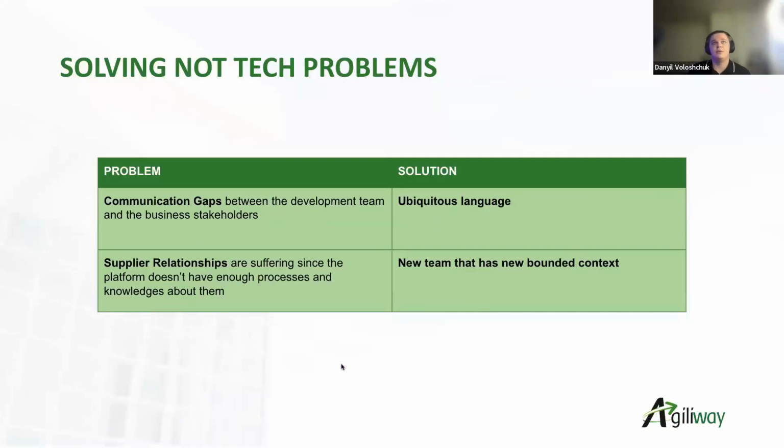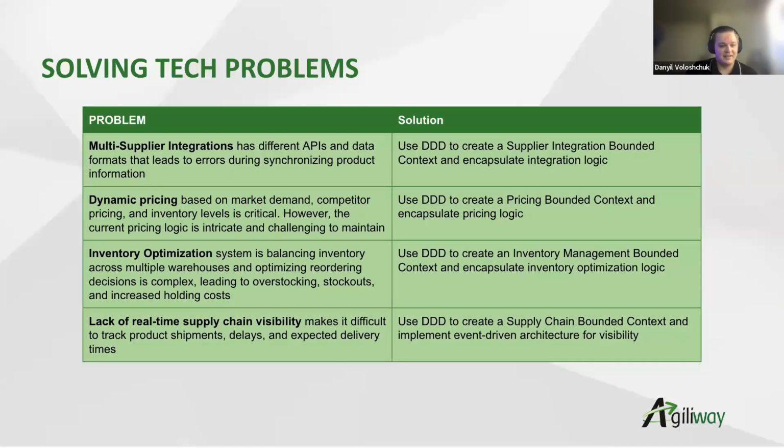So let's try to solve non-technical problems. They are very simple, and simple problems mean simple solutions. To be honest, I'm not very good at non-technical problems, so I decided to choose only simple ones here. If you have communication gaps between dev and business teams, you just need to define words that everyone will understand and that everyone will use. And if you need to improve your relationships with someone, just create a team that will be in charge of doing it. Super simple solutions. The simplest is creating a new team.